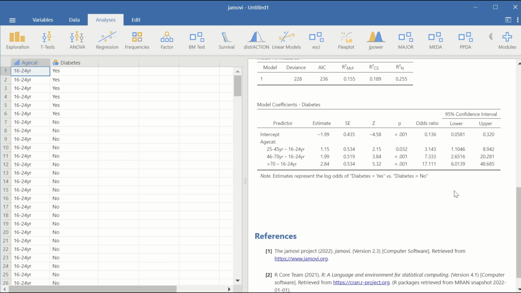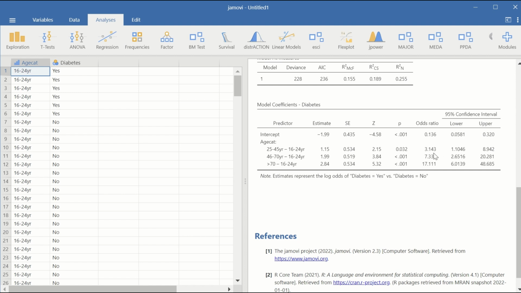So there is association. The variation in the outcome, diabetes, can be explained by the age category. So age is a factor that can explain whether you will have a chance, probability, likelihood to get diabetes.